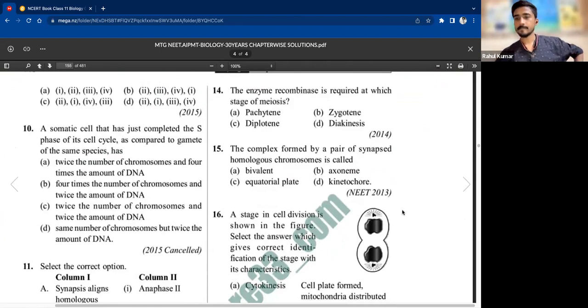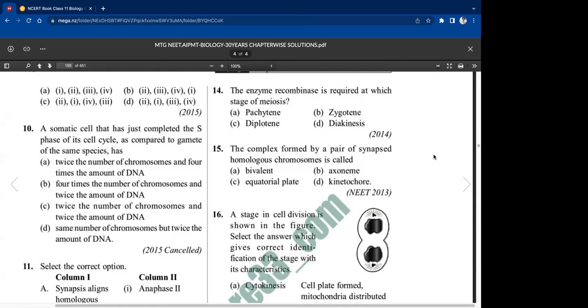Question number 10. Hiram. No, okay, Aisha, that was an easy one. Okay, let me give Aisha also an equal opportunity, some difficult questions. Aisha, question 10. Hiram, you can give the answer in the chat quickly if you want. A somatic cell that has just completed the S phase of its cell cycle as compared to a gamete of the same species has: twice the number of chromosomes and 4 times the amount of DNA; 4 times the number of chromosomes and twice the amount of DNA; twice the number of chromosomes and twice the amount of DNA; same number of chromosomes but twice the amount of DNA. What do you think, Aisha?